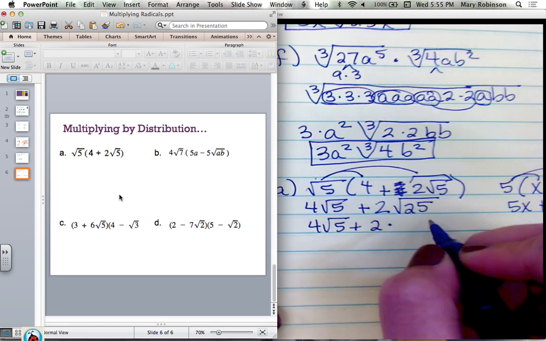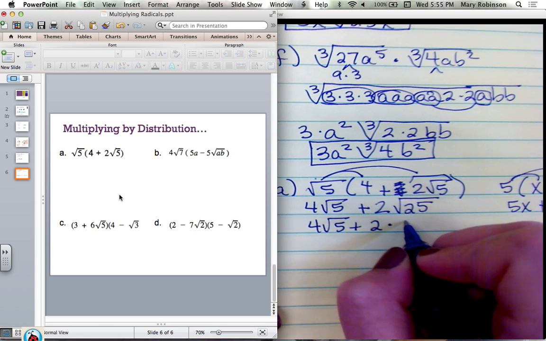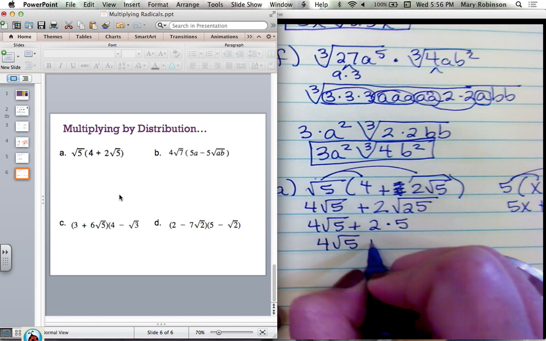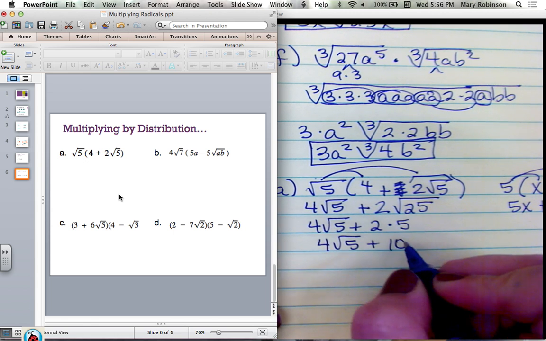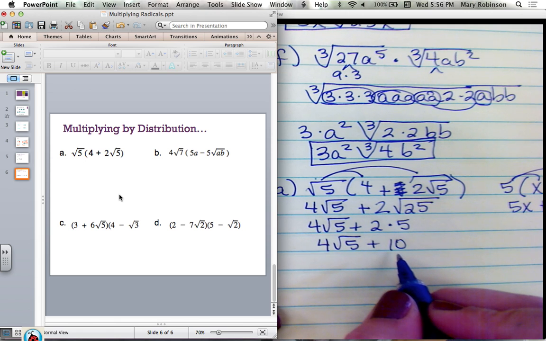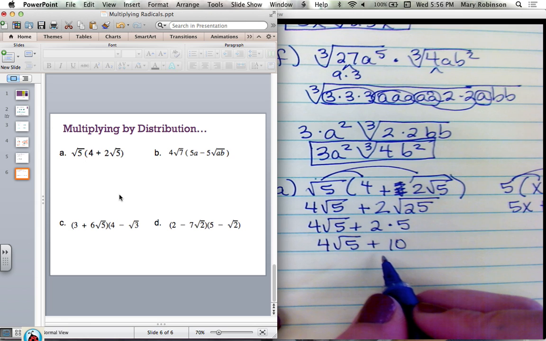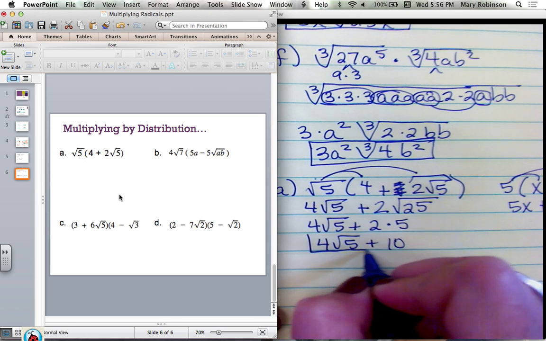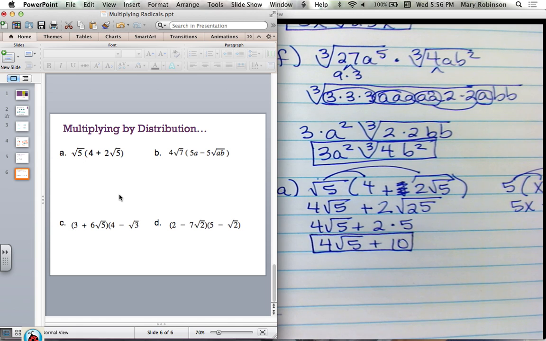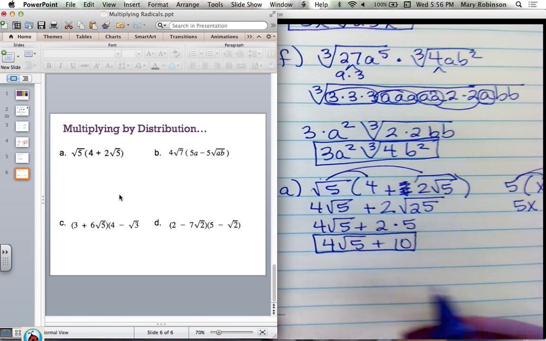Well, the square root of 25 we know is a perfect square. 25 is a perfect square, so that's going to be 2 times 5. At this point, all I can do is multiply these two integers. I cannot add these because they are not like terms. Recall from adding and subtracting integers that in order to add or subtract, you must have the same radical, or radicand. So that would be my final answer.